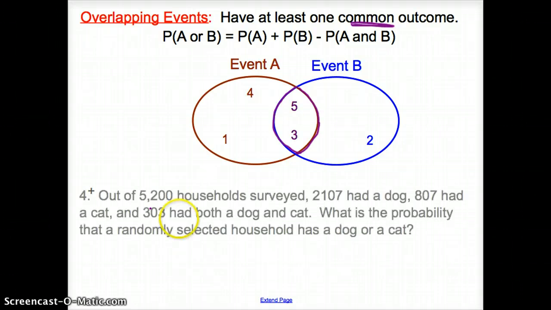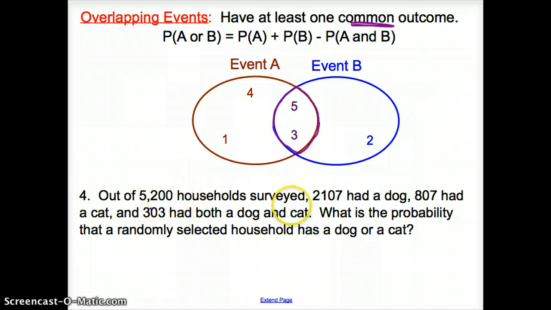If I can get it to show up for us. Here we have a survey. Out of 5,200 households surveyed, 2,107 had a dog, 807 had a cat, and 303 had both a dog and a cat. What is the probability that a randomly selected household has a dog or has a cat?